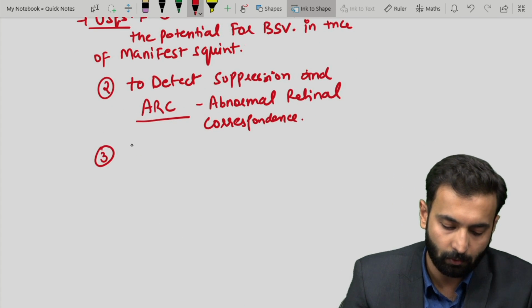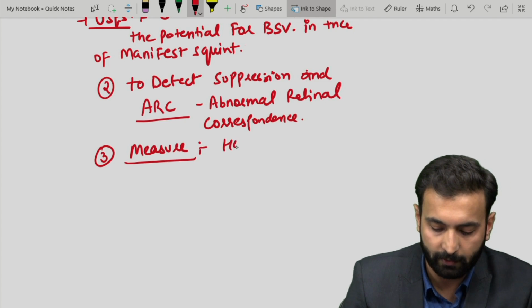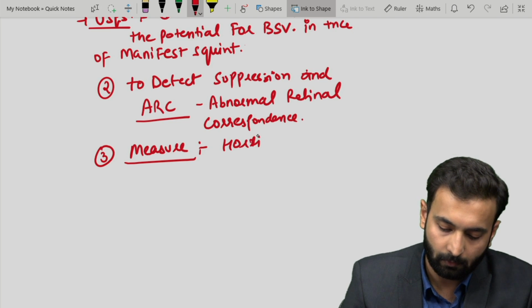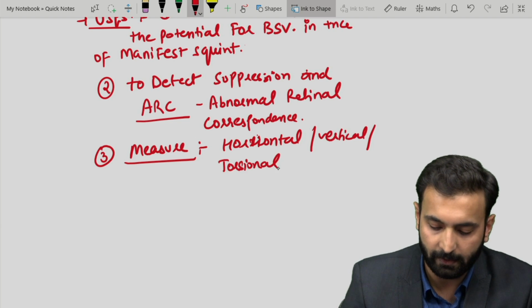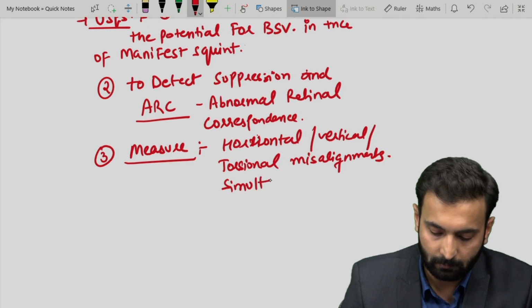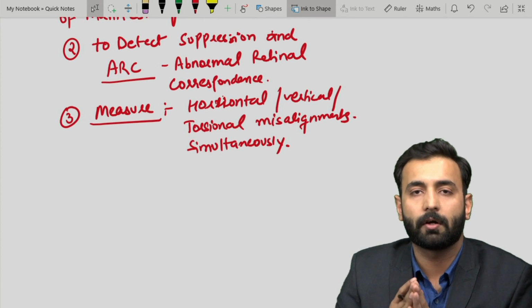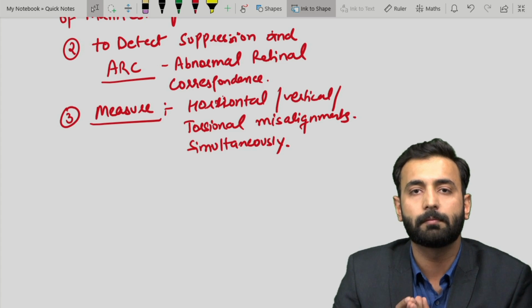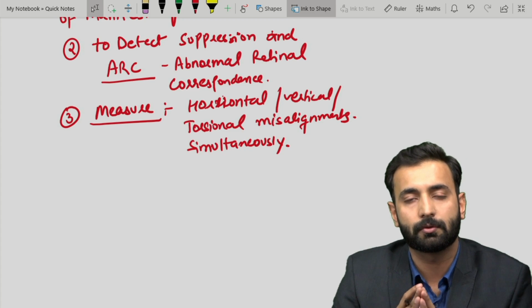Third use, it is also used to measure horizontal, vertical and torsional misalignments simultaneously. So, it is used to measure horizontal, vertical and torsional misalignments of the eye simultaneously, right. So, this is about synoptophore, you should keep in mind.